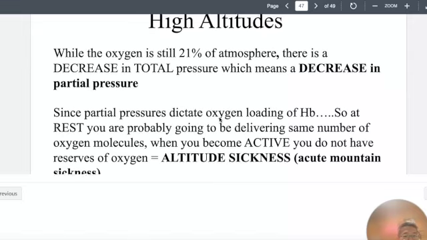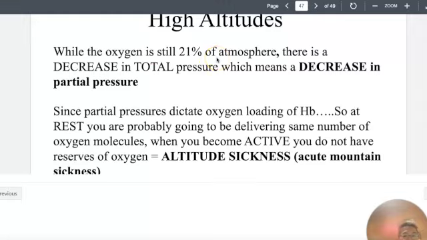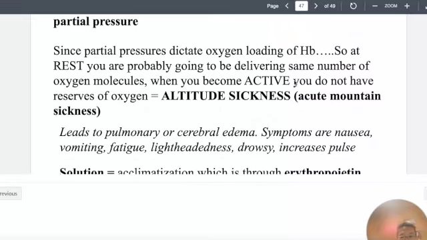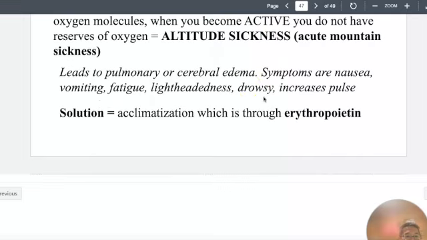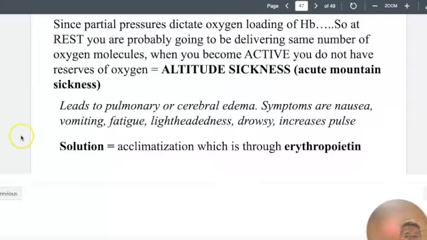In high altitude, oxygen is still 21%, but there's a decrease in total pressure. When the pressure is decreased, you have something called altitude sickness. When you have altitude sickness, later on your body will start making more red blood cells to achieve homeostasis. That's why this is called doping.